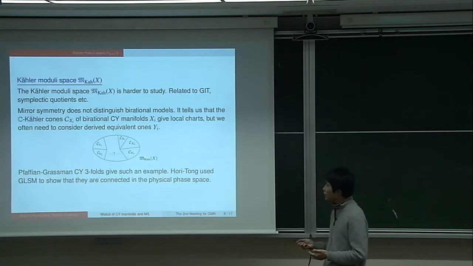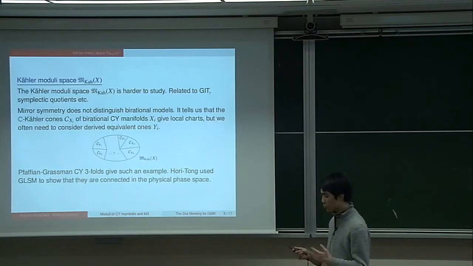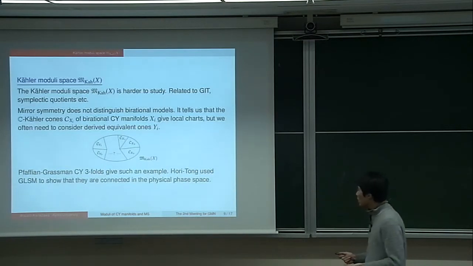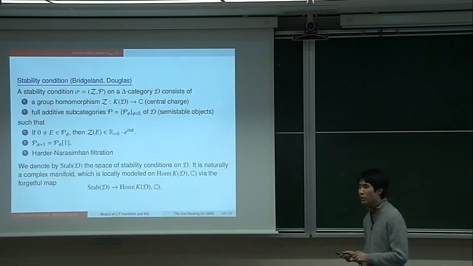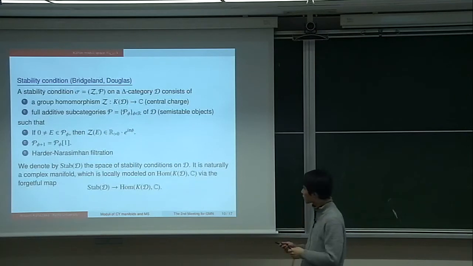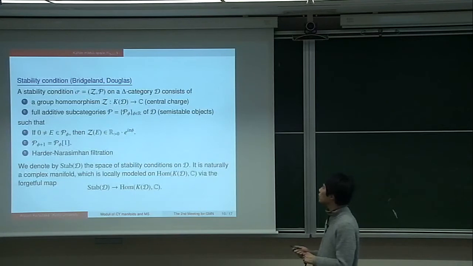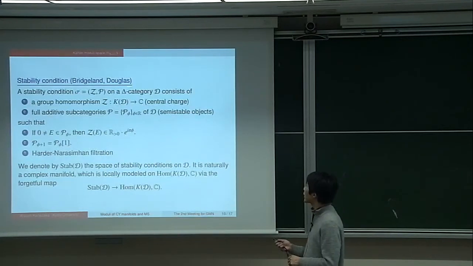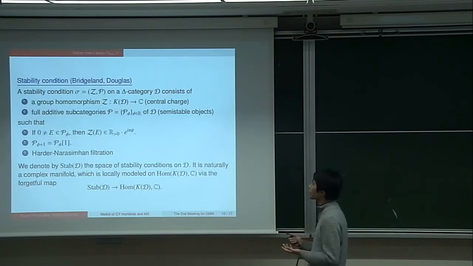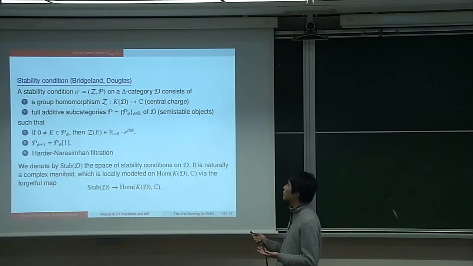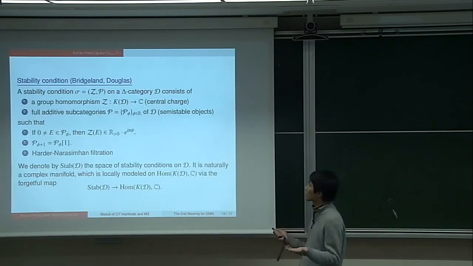So this indicates that we need to consider a category to really define a Kähler moduli of a Kähler structure. Let me introduce the space of stability conditions. This seems a little bit scary, but it's not that much. A stability condition on a triangulated category D consists of a pair. The first is a group homomorphism from the Grothendieck group of the category to the complex numbers, called the central charge.